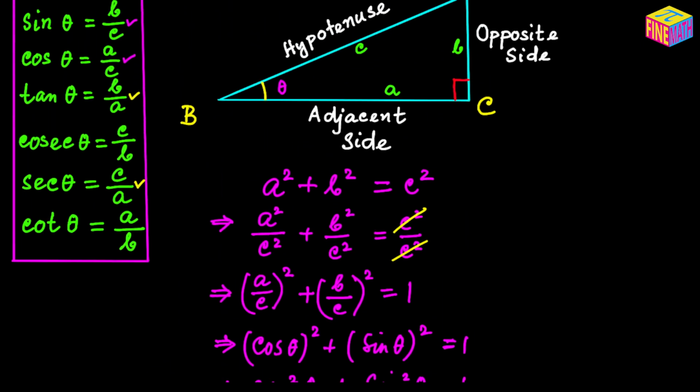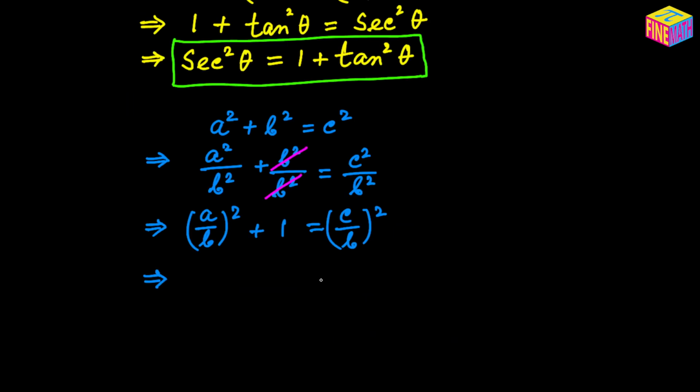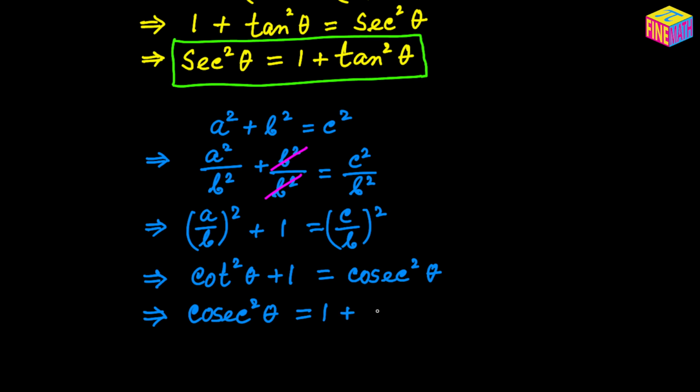So c by b would be cosec theta, and a by b is actually cot theta. So cosec theta and cot theta, right? So c by b is cosec theta, and a by b is actually cot theta. So this should be cot square theta plus 1 is equal to cosecant square theta. If we write it like this, cosecant square theta would be equal to 1 plus cot square theta.